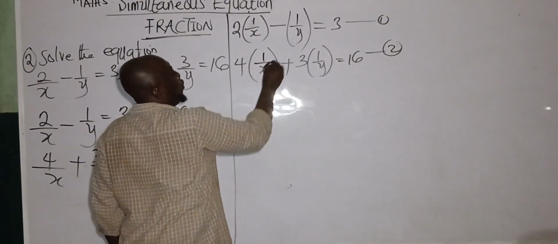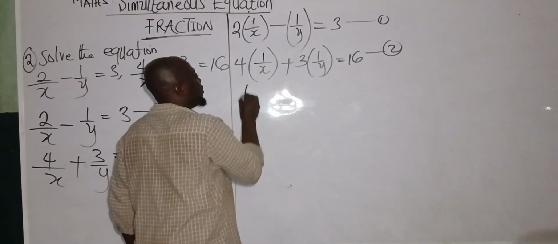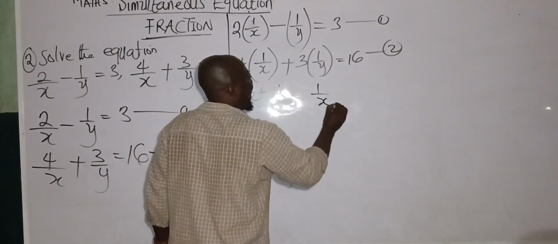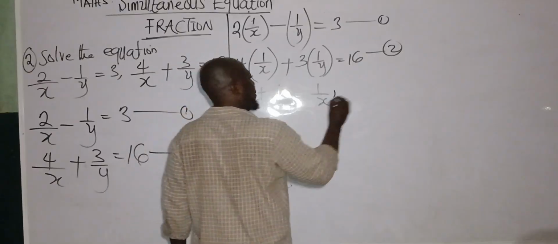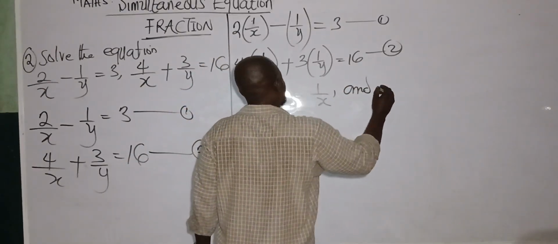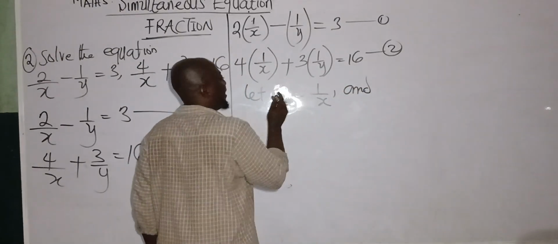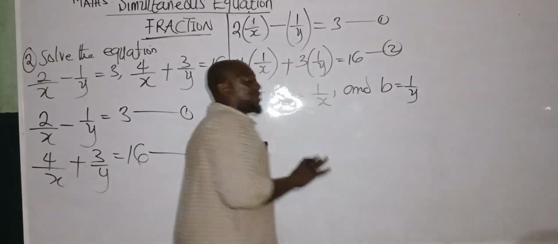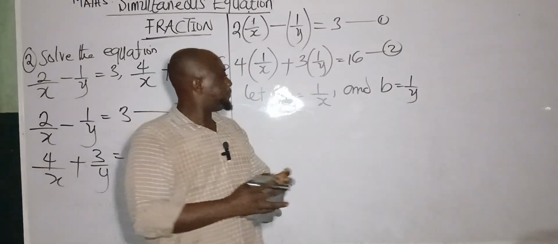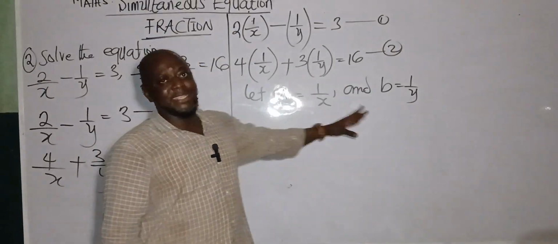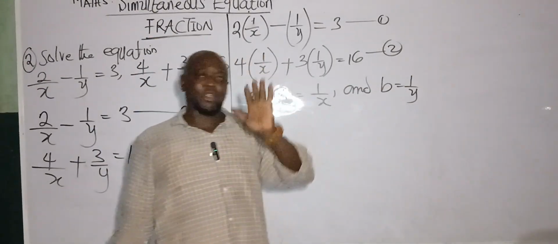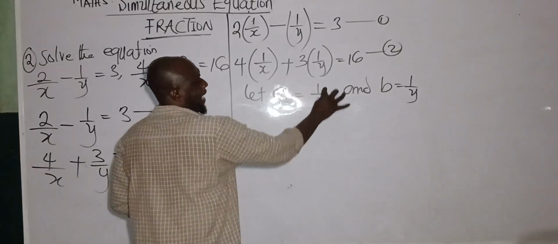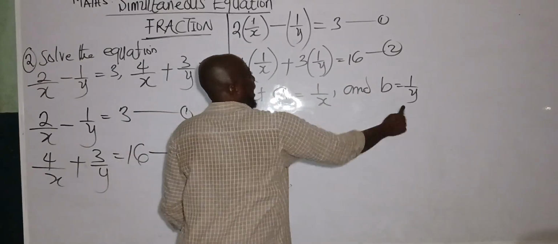It means that we are going to represent, they are the same thing. We are going to say let a be equal to 1 over x, and let's put b to be 1 over y. You can choose any letter you like. You can say let p be this one, let q be this one. Any letter you like, you are correct. So I'm using a and b. So anywhere I see 1 over x, I'll put a there, and 1 over y, I'll put b there.